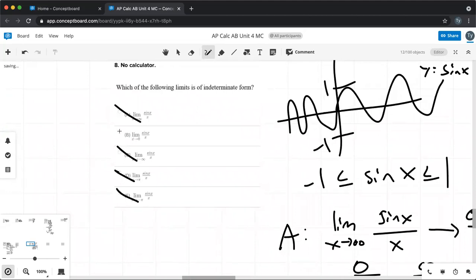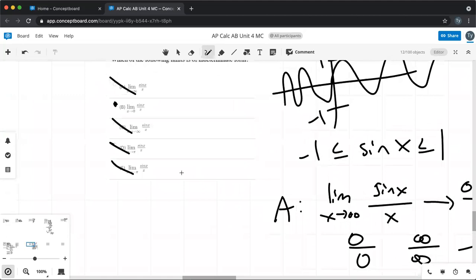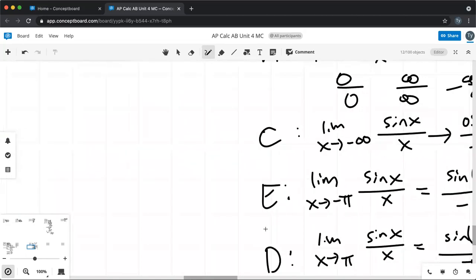So that leaves B, but let's show why B is an indeterminate form. So B had the limit as x goes to 0.